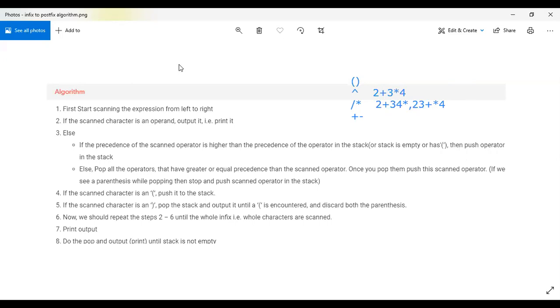Anyway, just listen. Next example we will see, and you can understand everything. So 2 plus 3 star 4. First 2 I will print. Next I scanned plus, so I will push it onto the stack. Next 3 I will print. Next I got star.